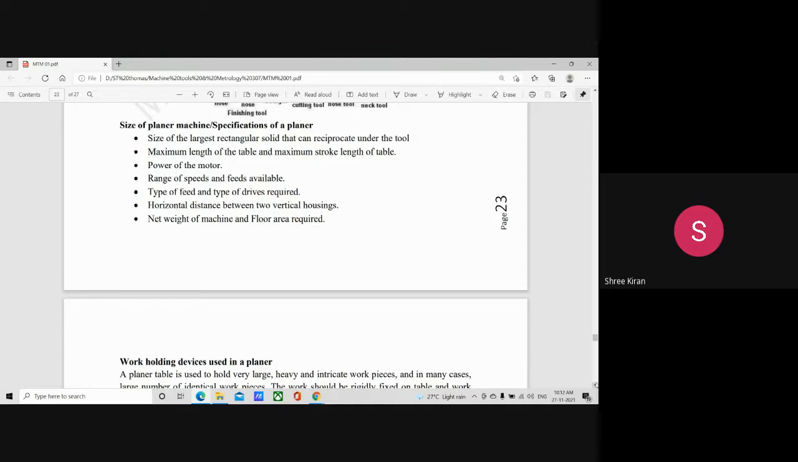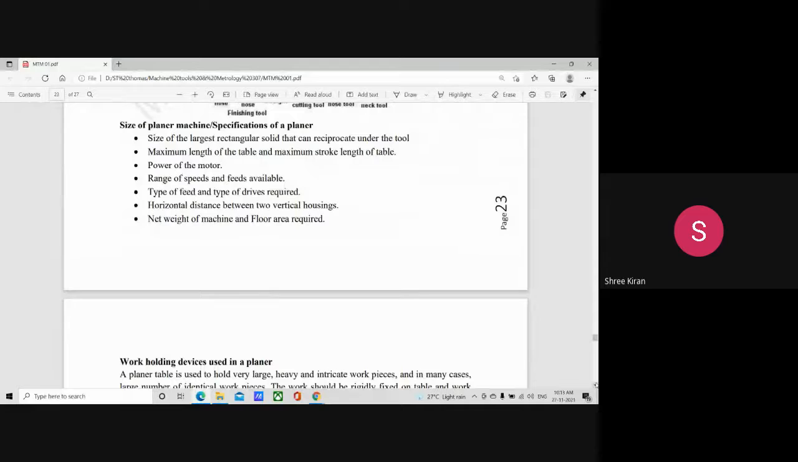Then, according to the purpose and the requirement specifications, the power of the motor which has been employed, the range of speeds and the feeds available, what all types of speed and feeds are required, the type of feed and the types of drives required, then the horizontal distance between the two vertical housings, then the net weight of the machine and the floor area required. All this comes into action.